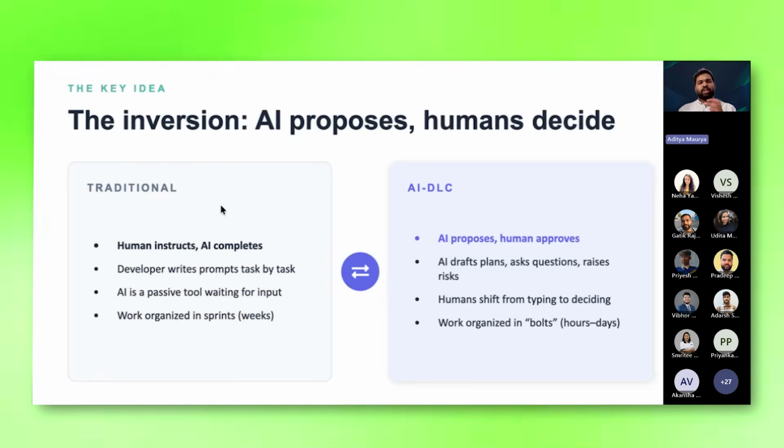Now try to imagine the AI as an experienced project manager. If you want to build something, what you tell the project manager is: this is the goal which I want to achieve.